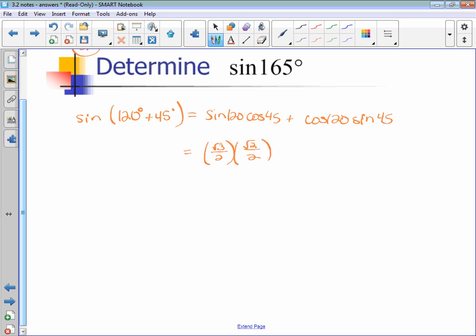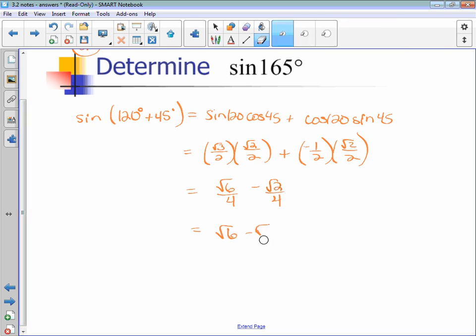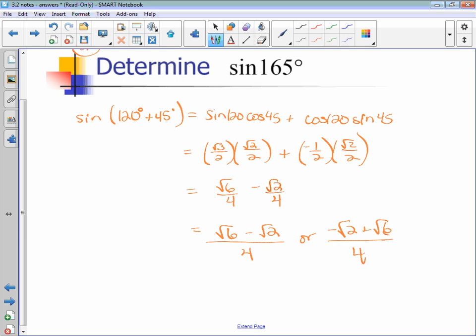Root 2 over 2. Cosine of 120 degrees. And sine of 45. Okay? So I'm going to get root 6 over 4. And then this is really just minus root 2 over 4. So root 6 minus, wow, that's supposed to say root 2 all over 4. Or if you had negative root 2 plus root 6, either of those are great.